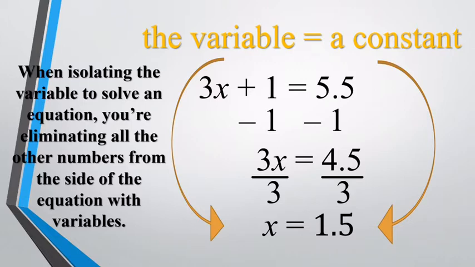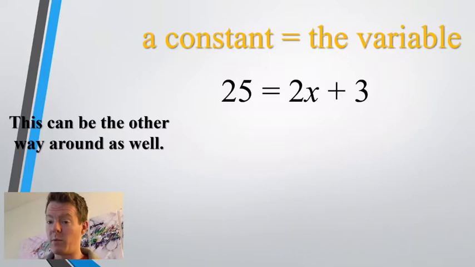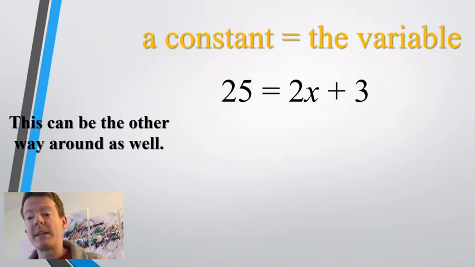Now, it can be the other way around. For example, in this equation, I have 25 is 2x plus 3, so I have the x on the right side of the equation. That doesn't really matter. Our goal is to get the constant on one side and the variable on the other, right? I can have x on the right side of the equal sign, and that's okay, because the equal sign is just like the center of the scale. It just means these things are equivalent. It doesn't mean this is the answer.